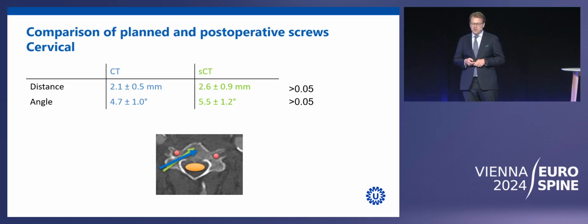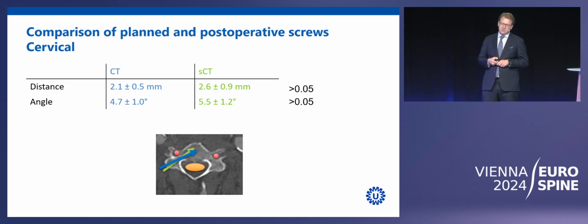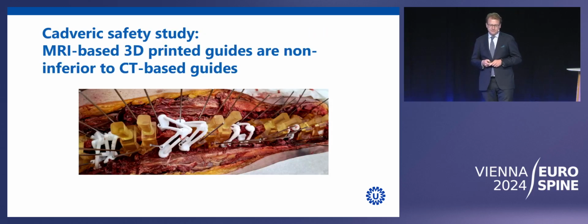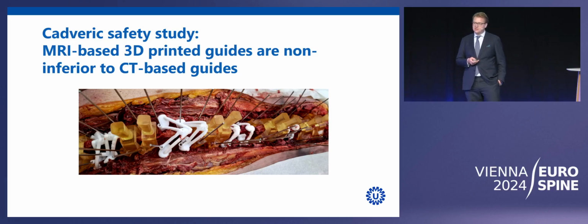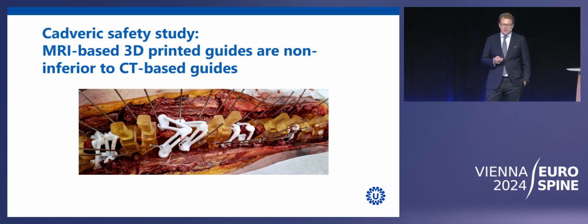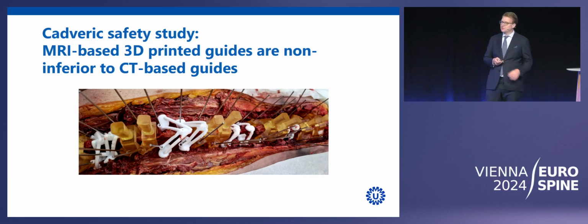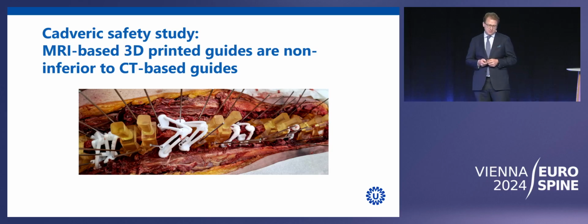Also for the cervical spine, we observed more or less similar accuracy, around 2 millimeters, so slightly more than we would expect based on the clinical experiences, and an average error of about 5 degrees. We also did recently a cadaveric safety study where we actually created those 3D models, in-house printed and commercially available, based on the synthetic CT, so based on the bone MRIs. And there we just did the first analysis, and there we saw similar results in terms of accuracy, so no major breaches.